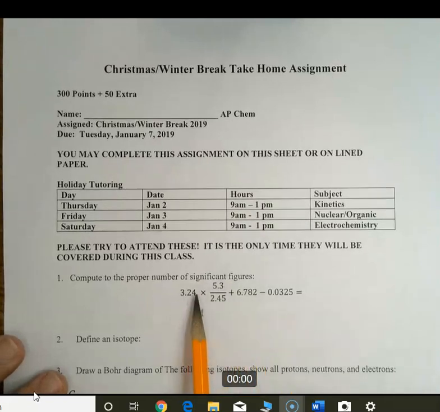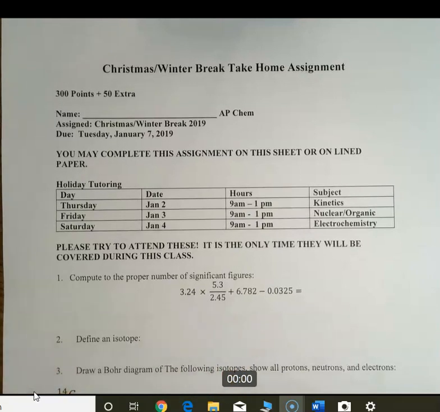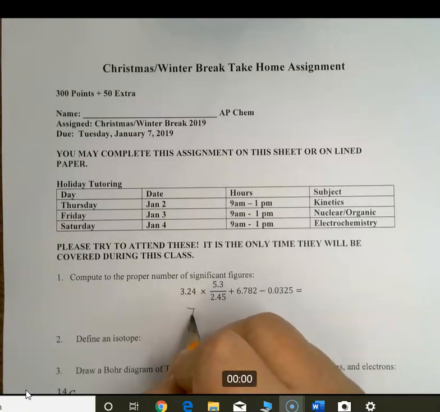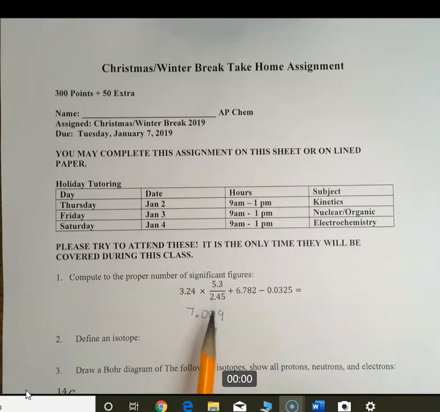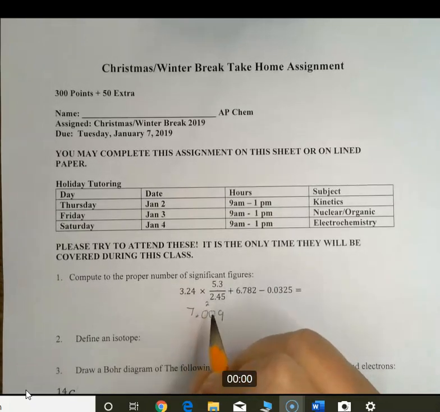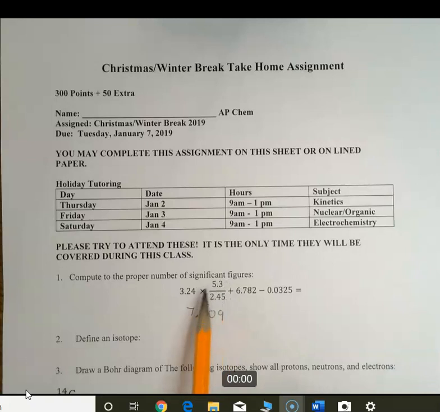So you use PEMDAS, so you do multiplications and divisions first. And so what we are going to do is go ahead and multiply 3.24 times 5.3 divided by 2.45. It doesn't matter what order you do those in, and you'll get 7.009. We'll go to 4 significant figures because right away we can see we're not going to go past 2 significant figures. So this is a safe number to stop at. And we're going to just put a little 2 above that to indicate that we're at 2 significant figures here because there are only 2 significant figures in that number.